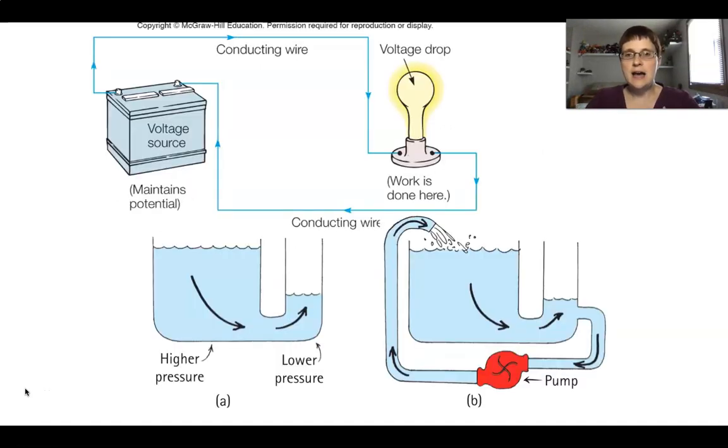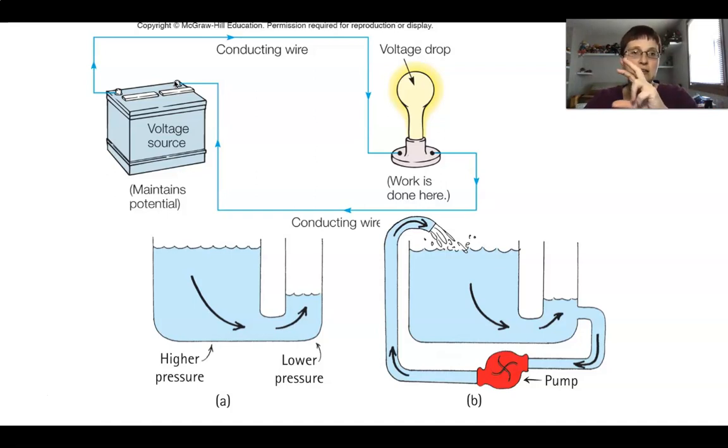So let's take a look at a circuit. Here we've got our voltage source, in this case, a battery. It is maintaining a potential difference on the wire, because you've got a positive and a negative terminal. If you've ever looked at batteries, they've got a positive and a negative charge. And if you watched the batteries video, you saw basically how that works.